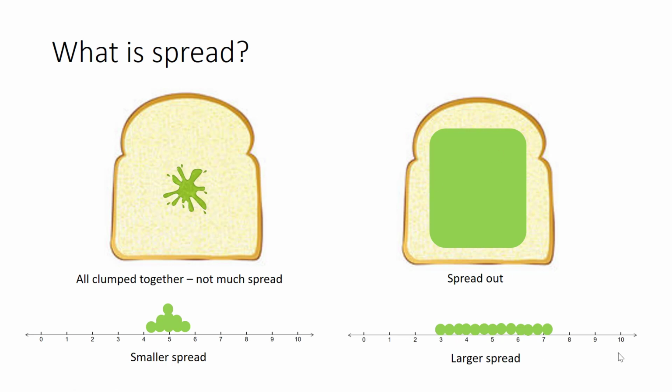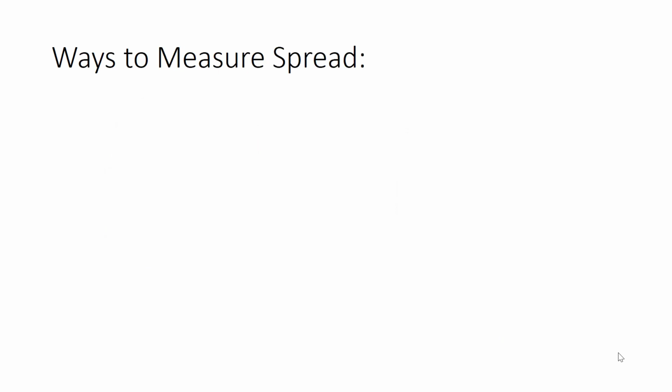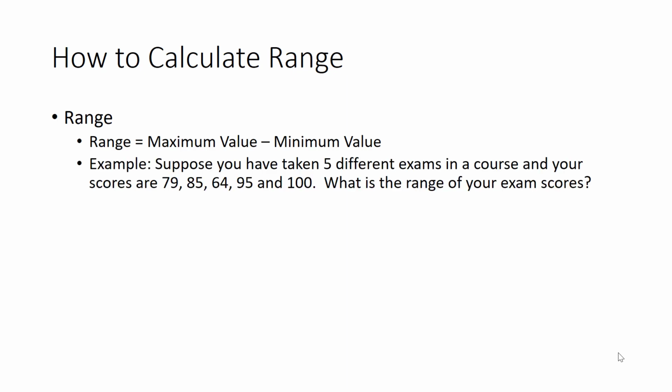And that's literally all we're saying when we're talking about either range or standard deviation. We're asking ourselves the question, how far apart or close together is a set of data? There are two different ways to mathematically measure spread. One is to calculate the range, and the other one is to calculate the standard deviation. Let's talk about calculating range. The range is the maximum value minus the minimum value.